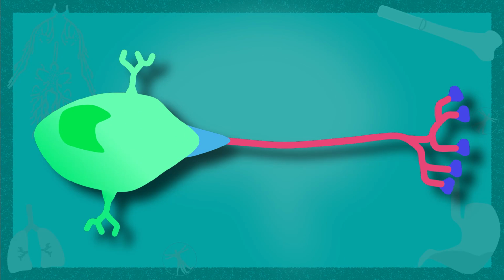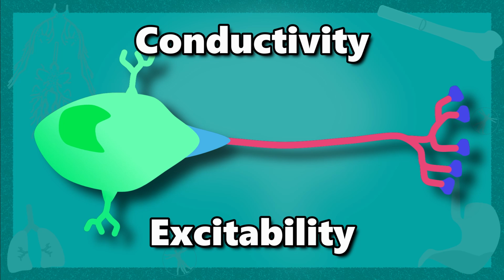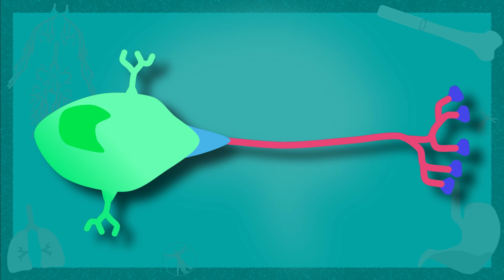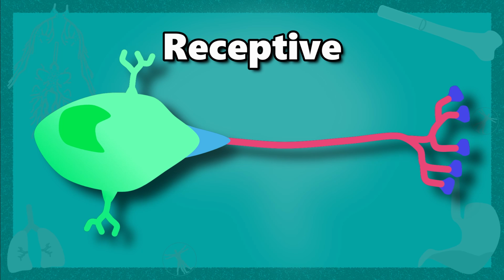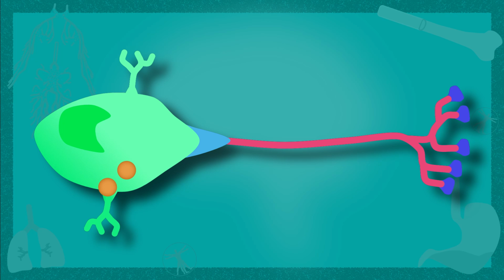Two important special characteristics are excitability and conductivity. To help us understand these characteristics, let's rename this nerve cell with functional classifications. The cell body and receptive dendrites form the receptive segment. This portion receives a stimulus and increases the concentration of either positive ions or negative ions in the cell.